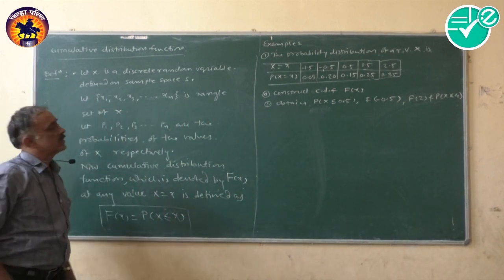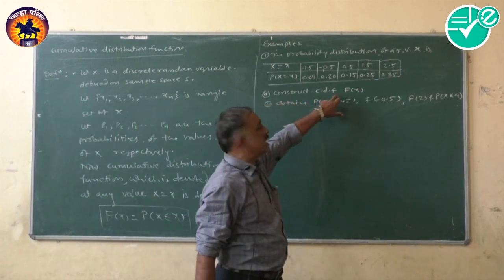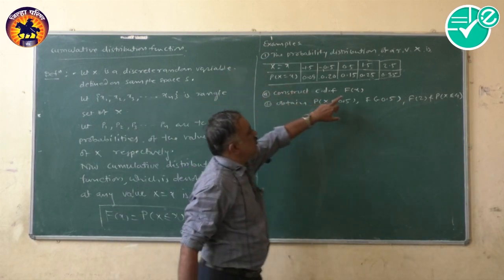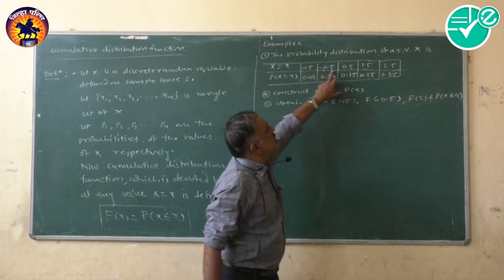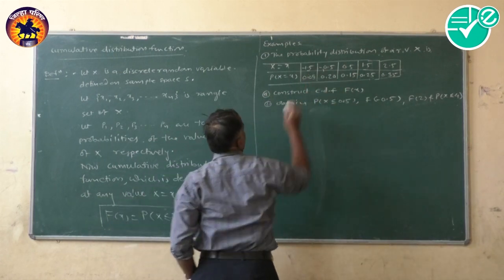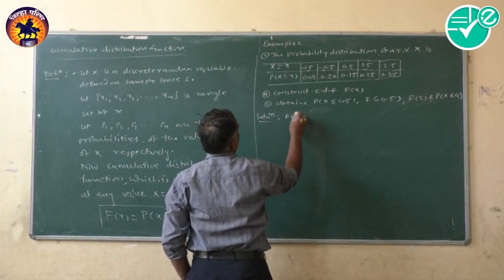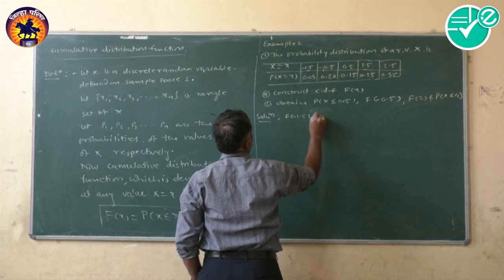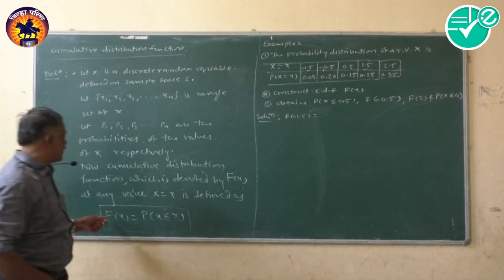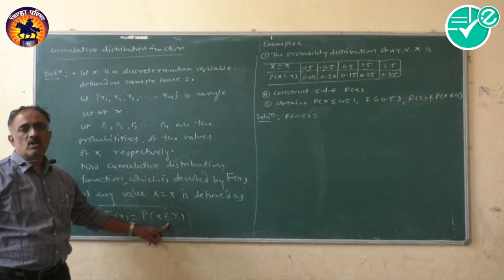Let me try the problem here. Very first we have to construct the CDF, capital F of x. So I will first find the function capital F defined on all these values of x. Let me try with the first value. Solution: F of minus 1.5. According to our definition, F of x is exactly equal to the probability that x is less than or equal to small x.